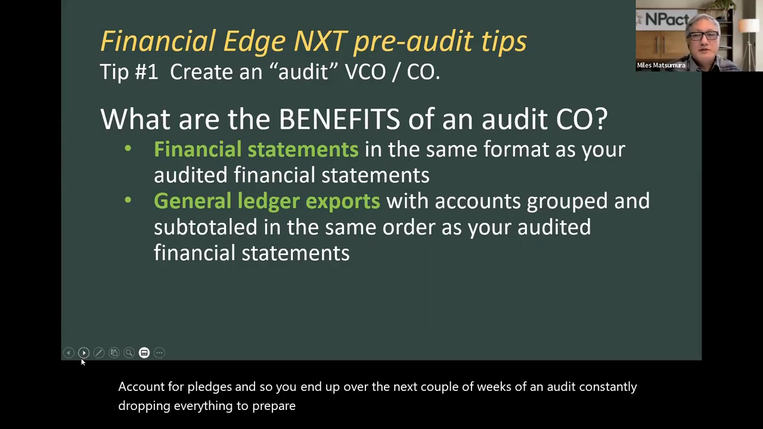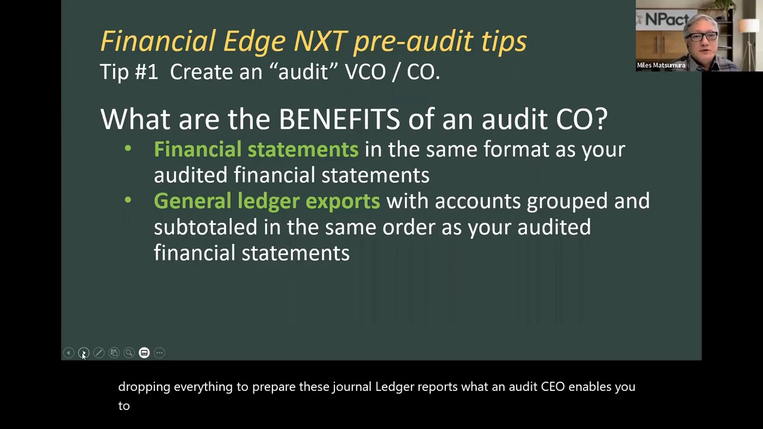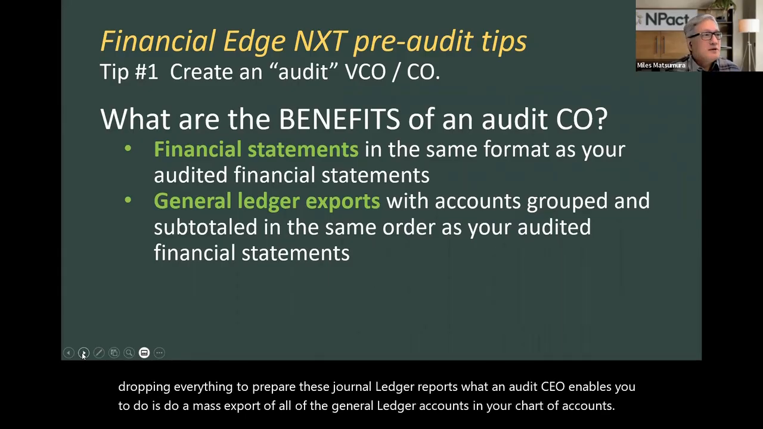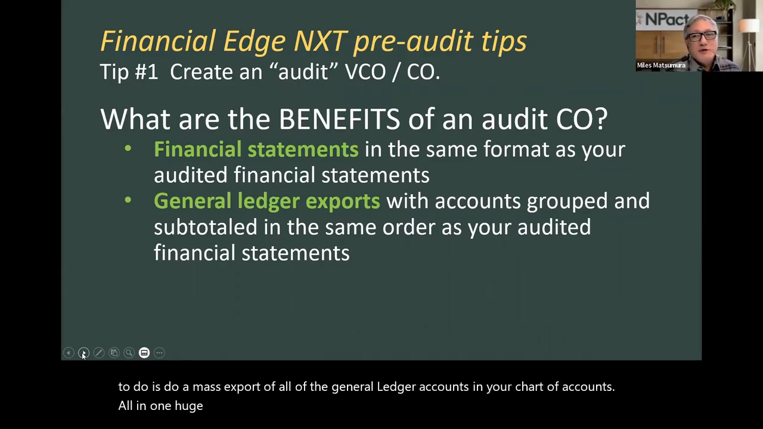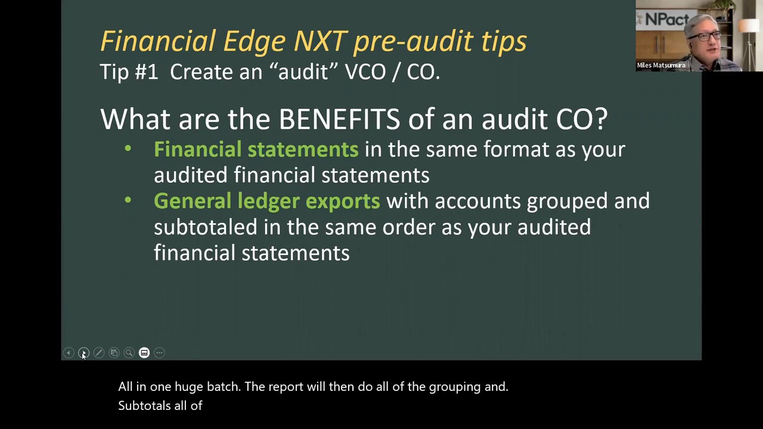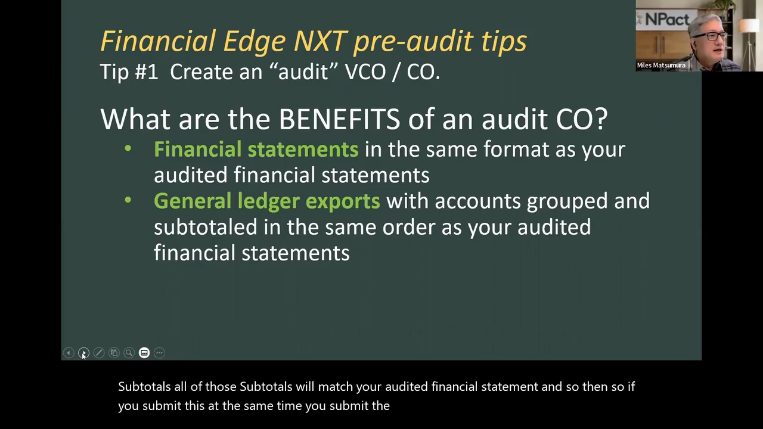And so you end up, over the next couple of weeks of an audit, constantly dropping everything to prepare these general ledger reports. What an audit CO enables you to do is a mass export of all of the general ledger accounts in your chart of accounts, all in one huge batch. The report will then do all of the grouping and subtotals. All of those subtotals will match your audited financial statement.